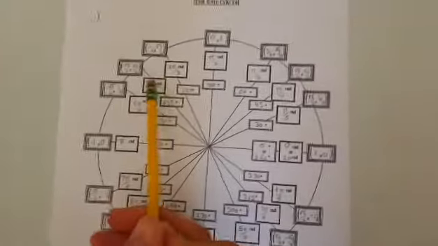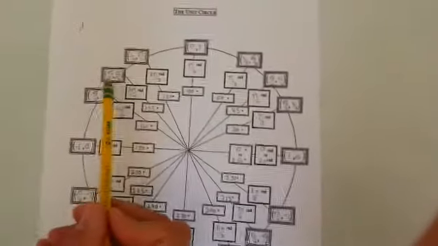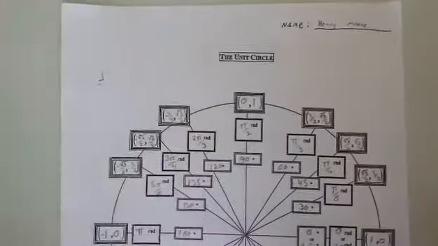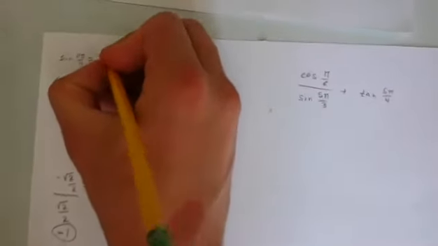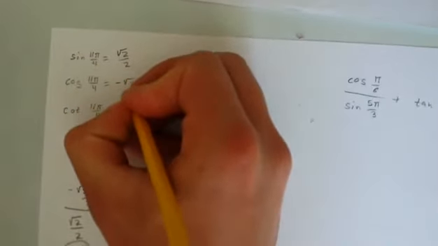So now that I've found 11 pi all over 4, we again look at the x as the cosine value, the y as the sine value. So the sine is root 2 all over 2. The cosine is negative root 2 all over 2.